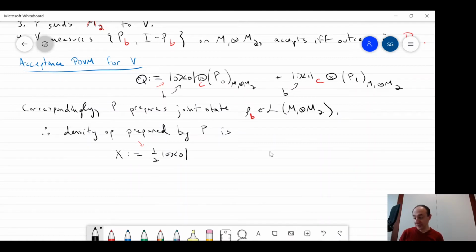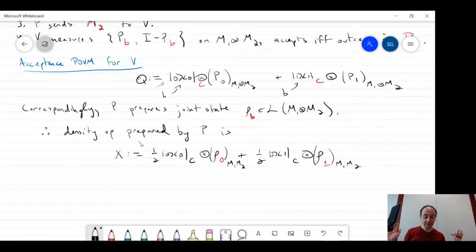So X, with probability half, we got 0 in this check qubit, the random qubit B. And if I got 0, then I prepared rho 0, more accurately. And with probability half, I got 1 in the C register. And if I got 1, then I prepared rho 1. And again, for clarity, this is on M1, M2, and this is on M1, M2. So that's the POVM right here. This is the verifier's POVM.